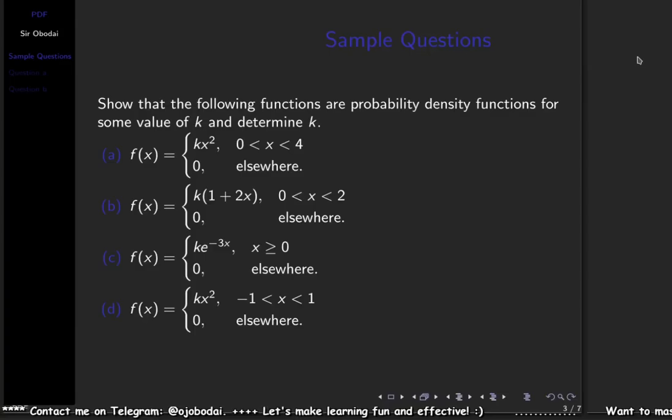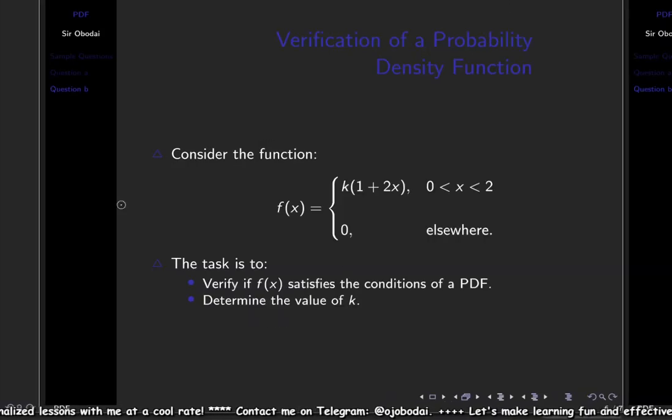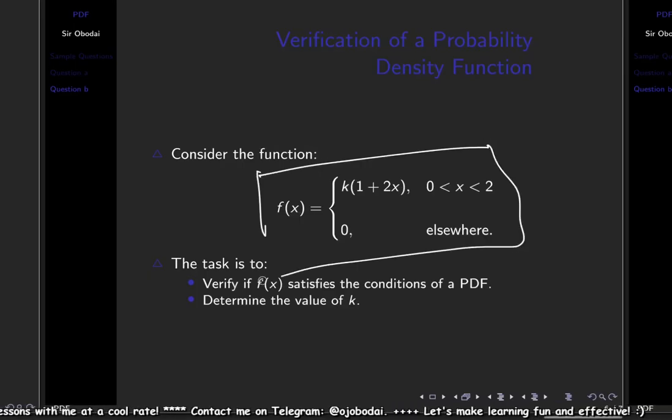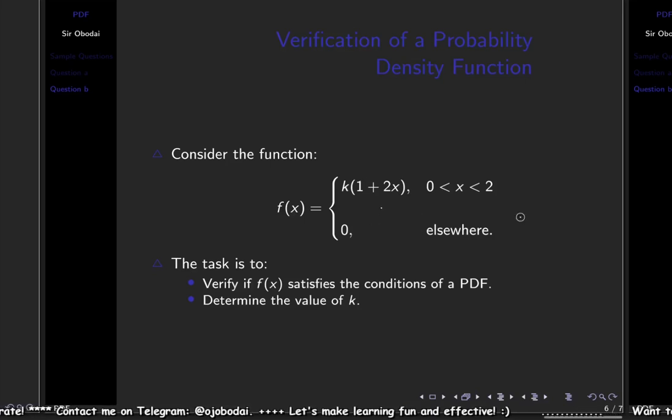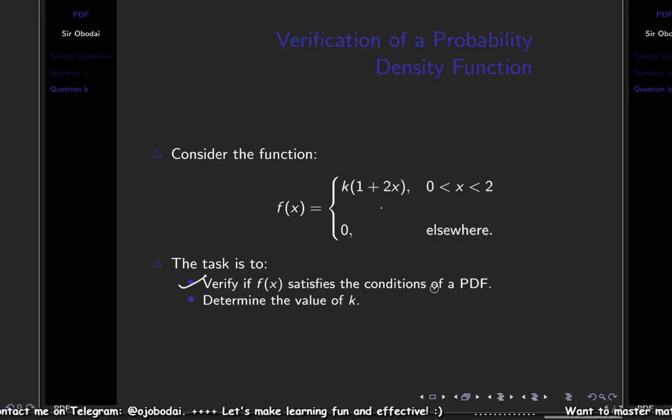Let's quickly go into it. So this is the second function we have over here. This over here is the function, and f of x is given by k into bracket 1 plus 2x, and it is valid for the values of x being greater than 0 and then less than or equal to 2. It is 0 elsewhere.